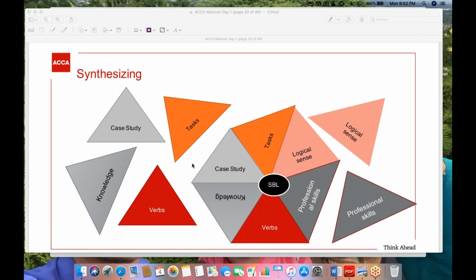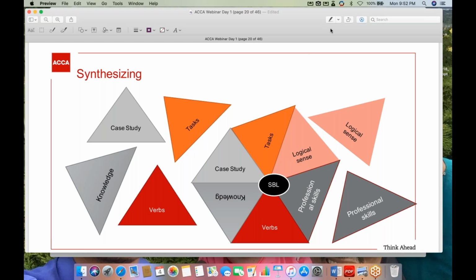So basically, this is a simple diagram. All these pieces that you have learned come together. This is your case study, for example. This is your knowledge that you have learned, and then this is actually the tasks. These are the verbs that you have, and then your logical sense and your professional skills.